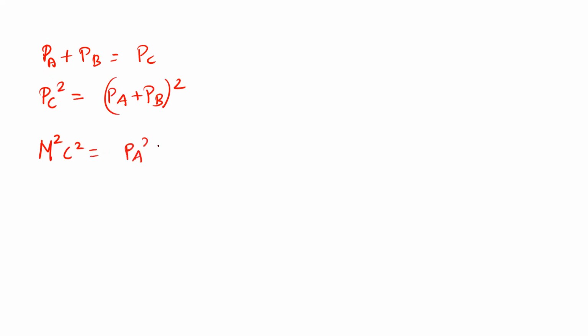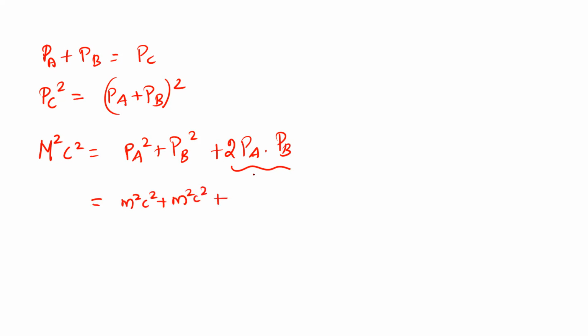We do PA square plus PB square plus 2 PA dot PB. This is for the scalar product of 4-momentum. Okay. So this is equal to M square C square plus M square C square, because these are identical particles, right? And here, for the 2, we write the components EA by C, PA vector, multiplied by EB by C, comma PB vector, right?